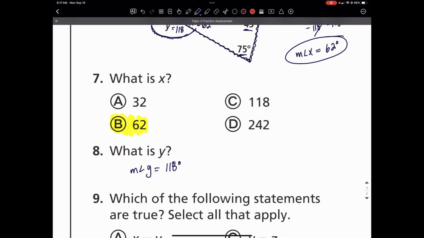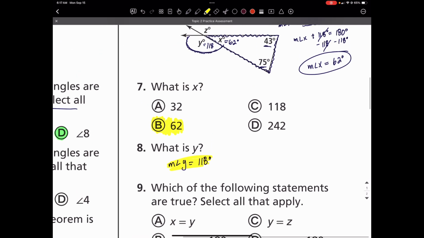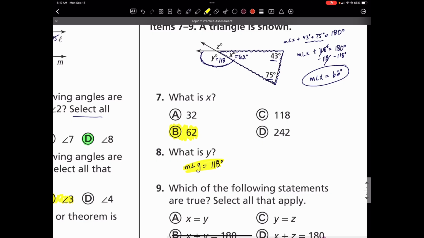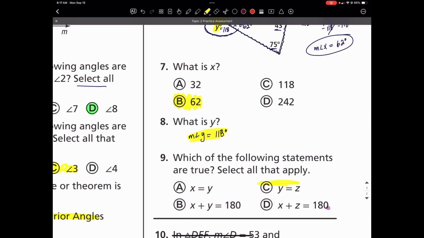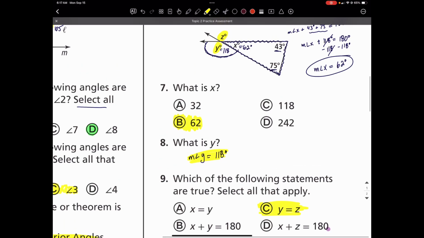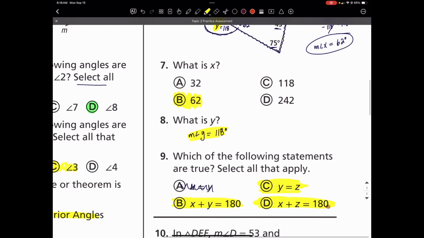Number 9 says, which of the following statements are true? Select all that apply. Angle Z and angle Y are equal. You can see that because they are vertical angles, so they're both 118. Angle X and angle Y, that's not true. They're not equal to each other. However, angle X plus angle Y does equal 180 degrees, and angle X plus angle Z also equals 180 degrees. So those three answer choices are the ones that you should select.